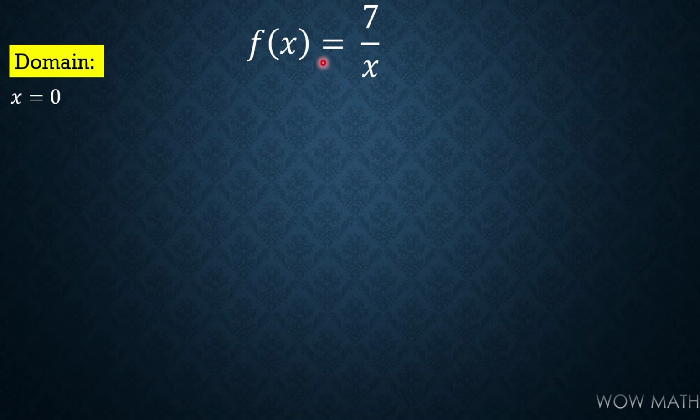Ibig sabihin, hindi pwede maging 0 'to kasi kapag 0 yung denominator natin, magiging undefined yung function natin. So, therefore, ano yung domain natin? Set of all real numbers except 0.